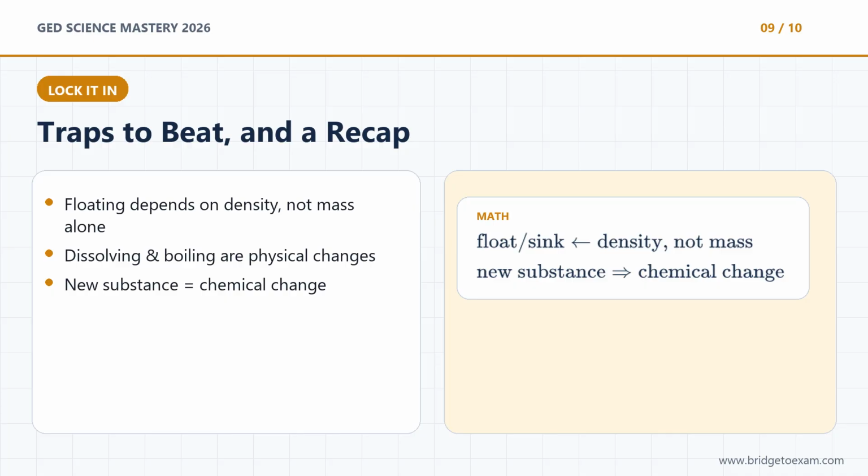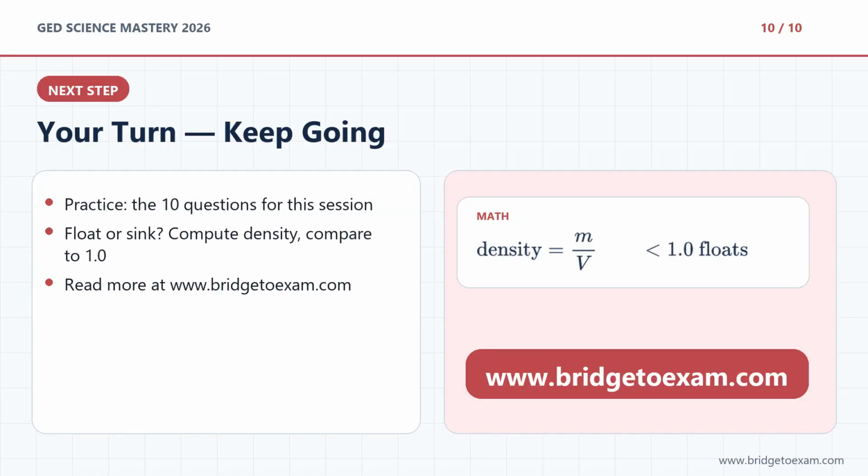The recap. Motion sets the state. Density decides floating. And a new substance means a chemical change. Wonderful work today. You can now compare the states of matter, calculate density, predict floating, and tell a physical change from a chemical one. Your practice for this session is the 10 questions attached to this lesson. Answer them from memory, and for any float or sink question, compute the density first, then compare it with 1.0.